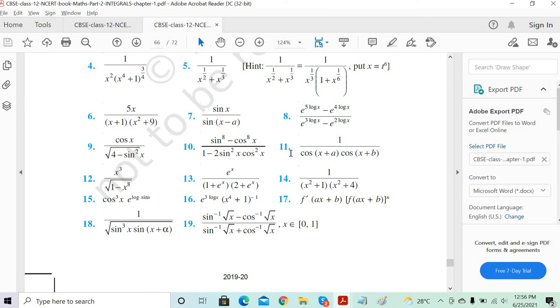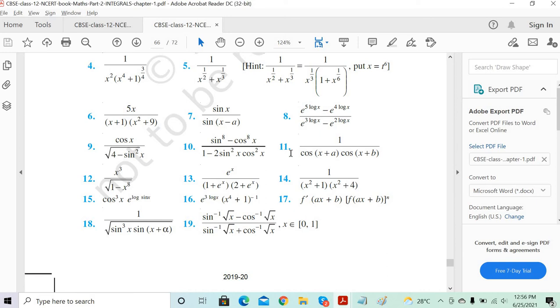Okay, no problem. Because of the 2 sin square x cos square x, it won't let me make it either using the a plus b whole square formula. Yeah, you can get the a minus b whole square formula here in the denominator. But it's 2 sin square x cos square x. Okay, that's what you're saying. No problem.